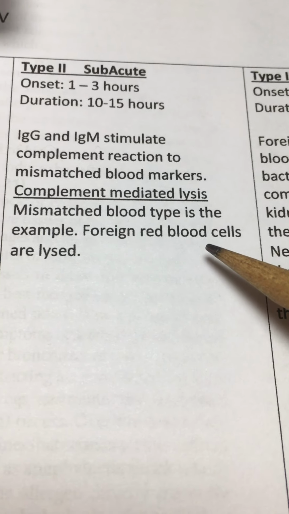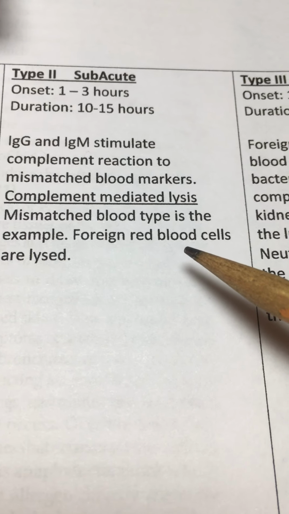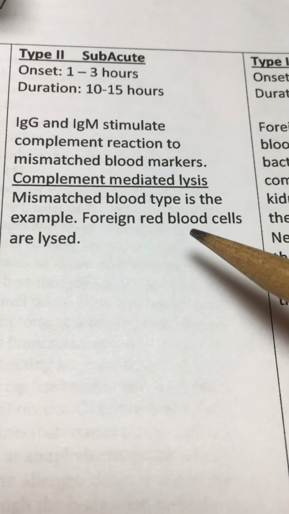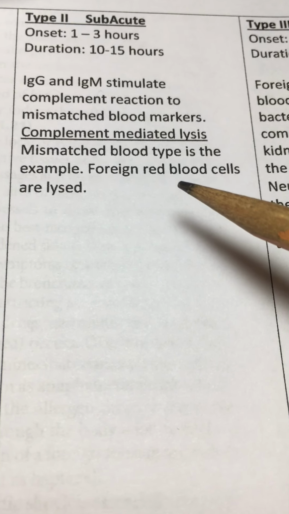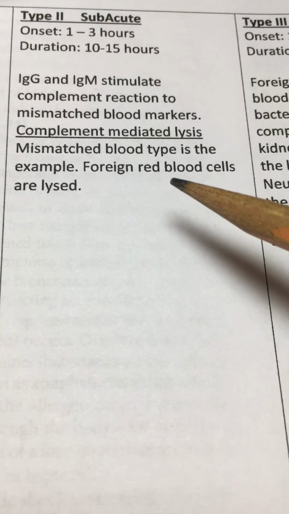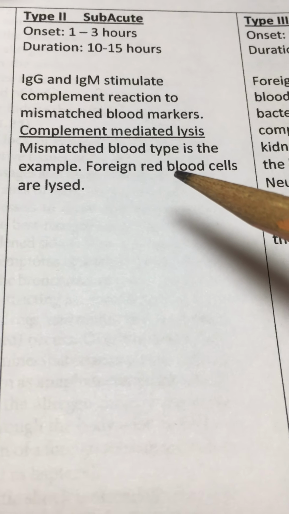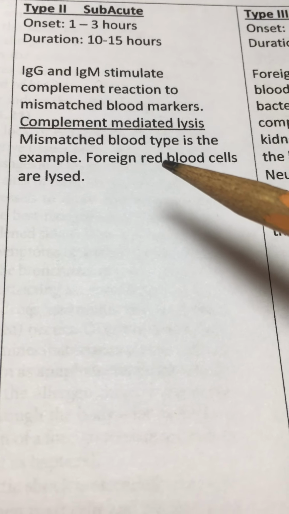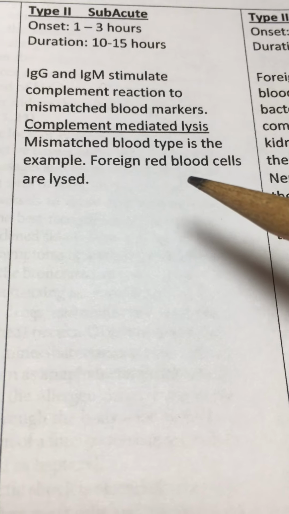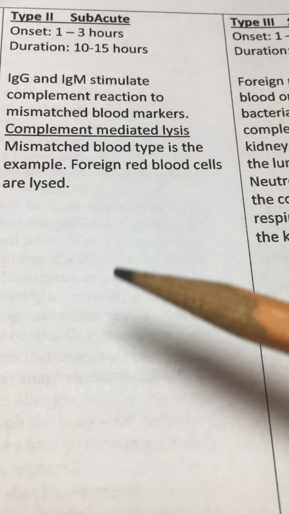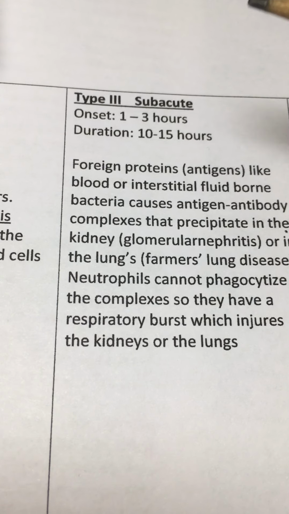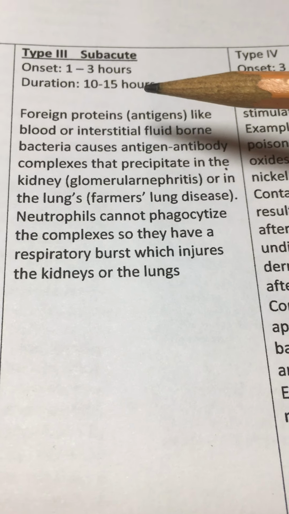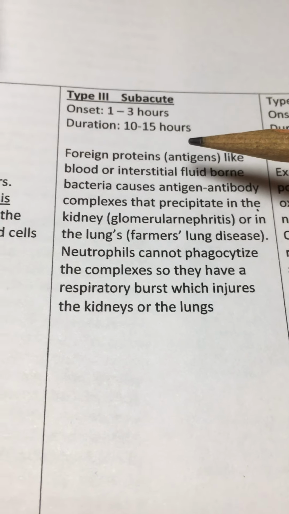The most common case here is red blood cell mismatch when you're getting or giving a transfusion and the blood typing is wrong. And so the activation of complement results in the lysis of red blood cells. Okay, that's type 2. Type 3, again, subacute, intermediate, 1 to 3 hour onset.